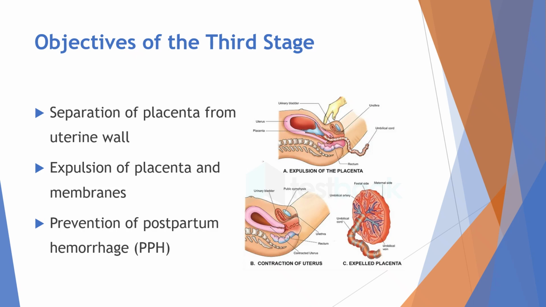The final and very important objective is the prevention of postpartum hemorrhage. When the uterus contracts well after the placenta is expelled, it compresses the blood vessels at the placental site, which helps to reduce blood loss. So, proper management of the third stage of labor is essential to ensure the mother's safety and prevent excessive bleeding after delivery.